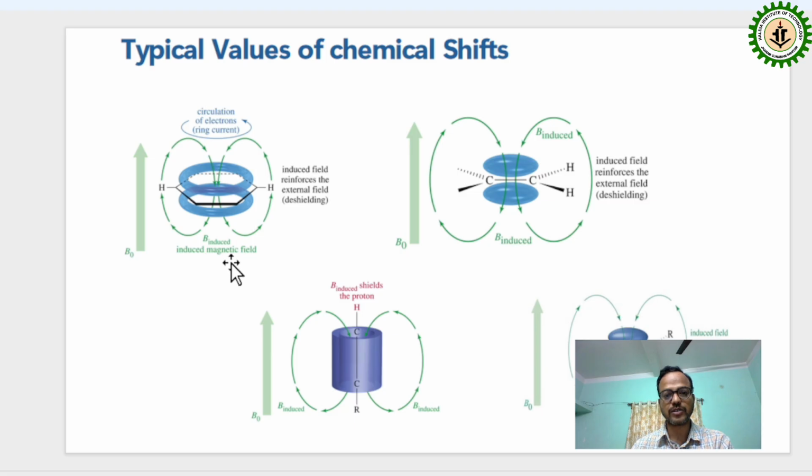So typical values of chemical shift: we can see that in this case B0 is the applied magnetic field, and B0 here is the induced magnetic field, and this is what happens in the case of benzene. This is what happens in the case of ethylene. This is the nucleus behaving like a tiny bar magnet, and this is what happens in the case of the ketone group. So different chemical shifts will have different values.